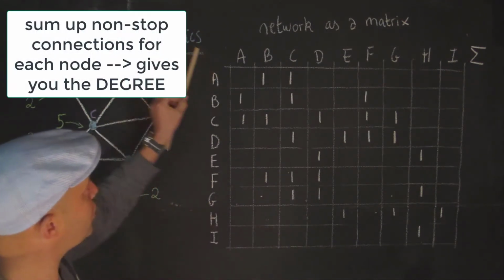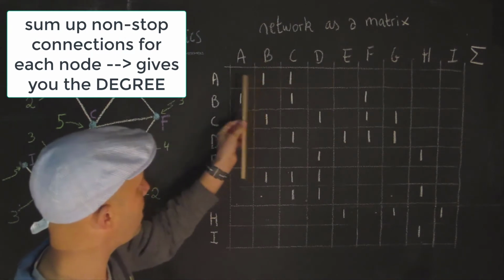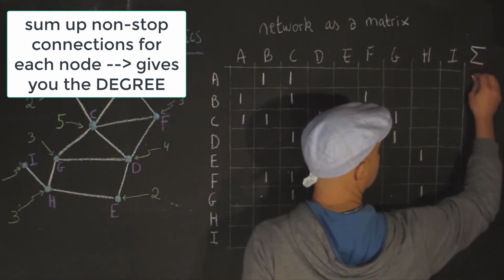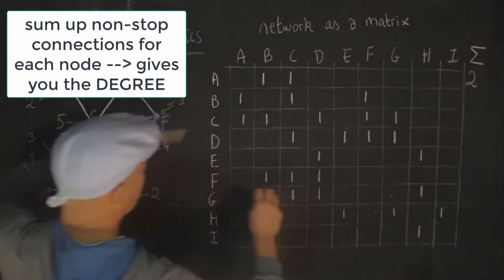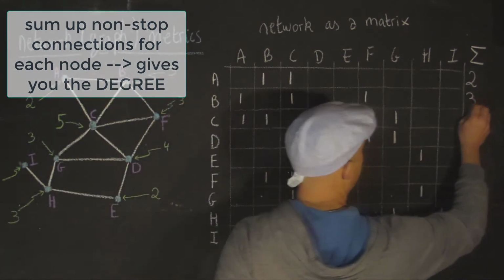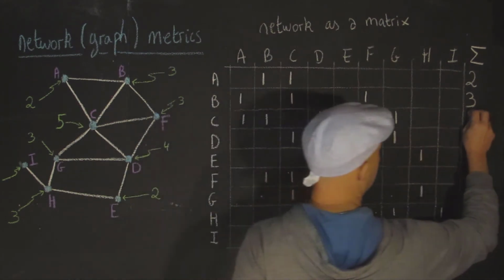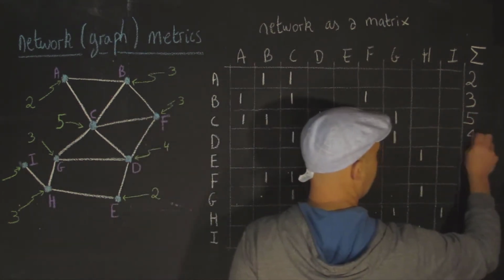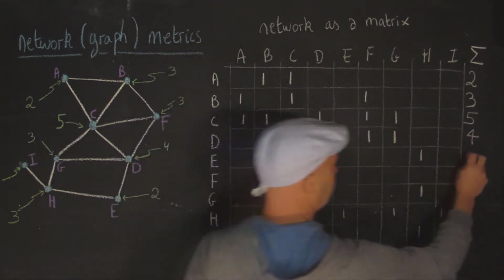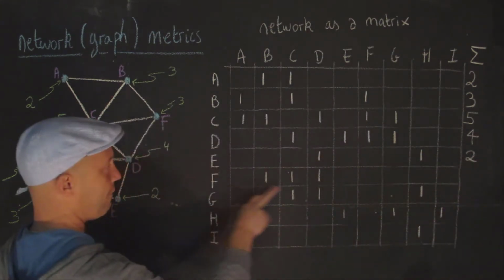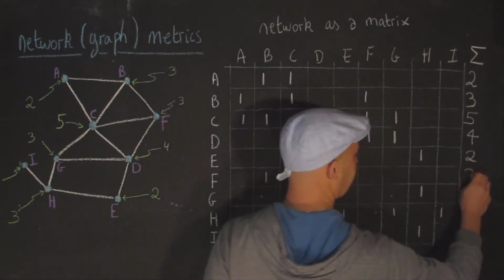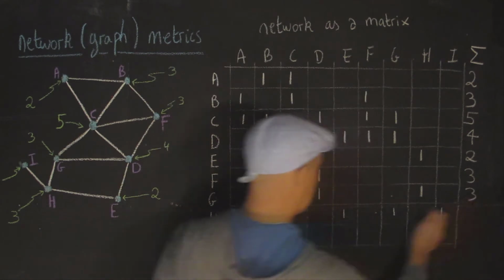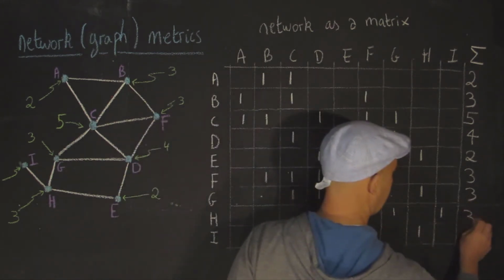So if you were to sum up, for each row, you sum up the values. For A we have a value of 2. That's what the sum stands for. For B we have a value of 3. For C we have a value of 5. For D we have a value of 4, not bad. For E we have a value of 2. For F we have a value of 3. For G here we have a value of 3 as well. For H 3 as well, and then for I we have a value of 1.